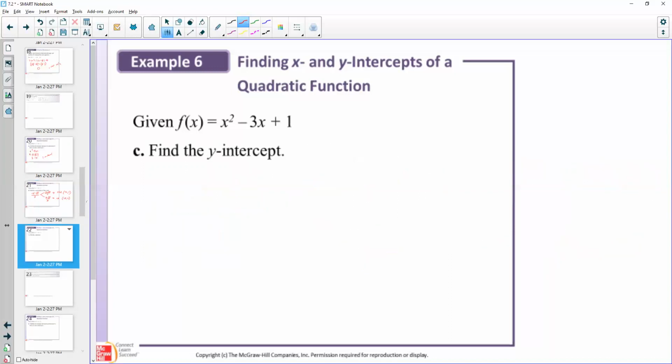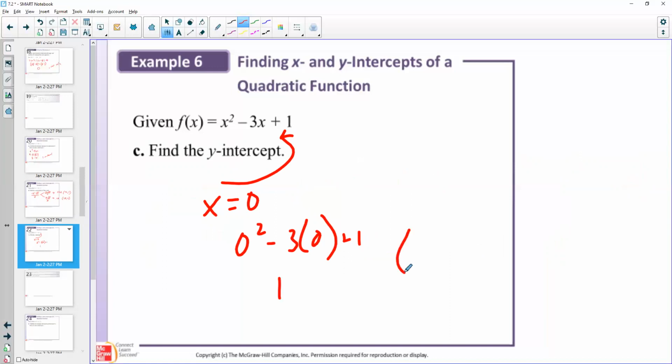From there, the only thing we have to do left is figure out the y-intercept of that function. The y-intercept happens when x equals 0. So we put in 0 where we see x. So 0 squared minus 3 times 0 plus 1 just equals 1. So the y-intercept is at 0, 1. That's how this works.